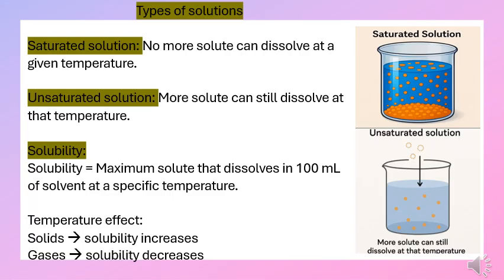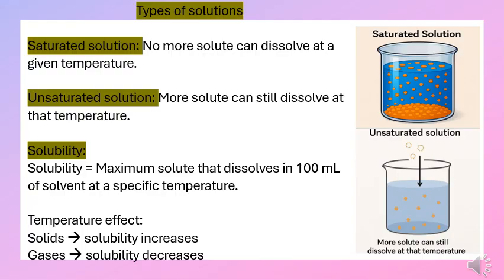types of solutions. First comes the saturated solution. This is when the solvent says, I'm full. No more solute can dissolve at a given temperature. Like when you keep adding sugar to cold water and it just sits at the bottom. Yep, that is saturation. Now, the unsaturated solution. Here, the solvent still has room for more solute. It's like a party with space for more guests. Keep stirring and it keeps dissolving.